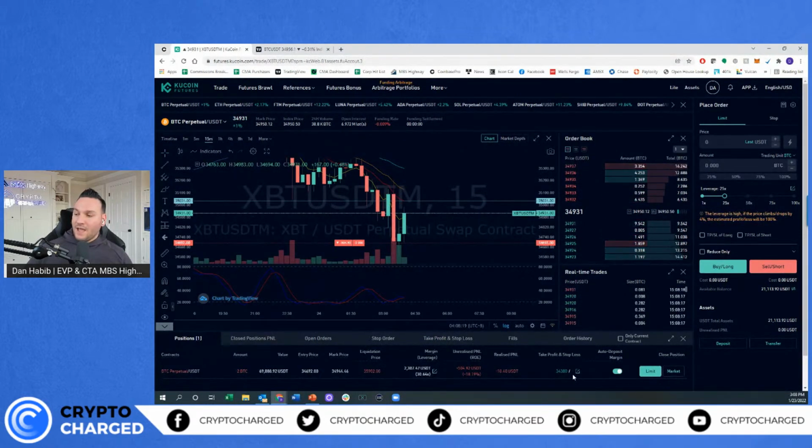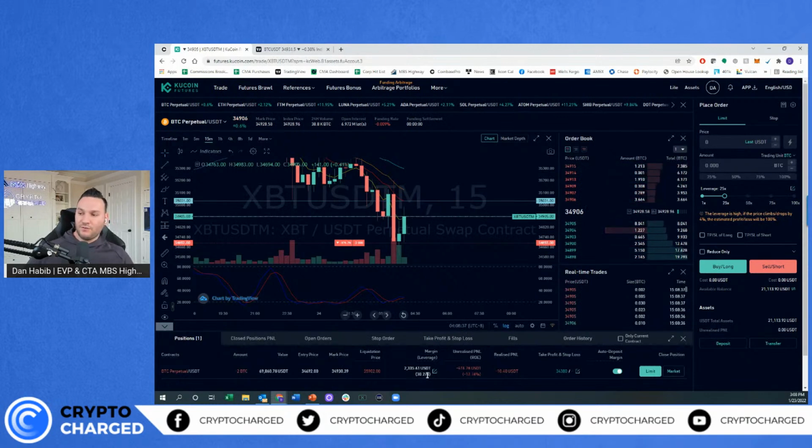However, I can have it auto deposit margin so that the liquidation price gets pushed higher. So essentially I can add more money to the trade without having to, let's say, buy more Bitcoin or sell more Bitcoin, but it will give me more room until I get liquidated. So let me just show you what that looks like. You'll see here my margin leverage. I have $2,300 of margin here on this trade.